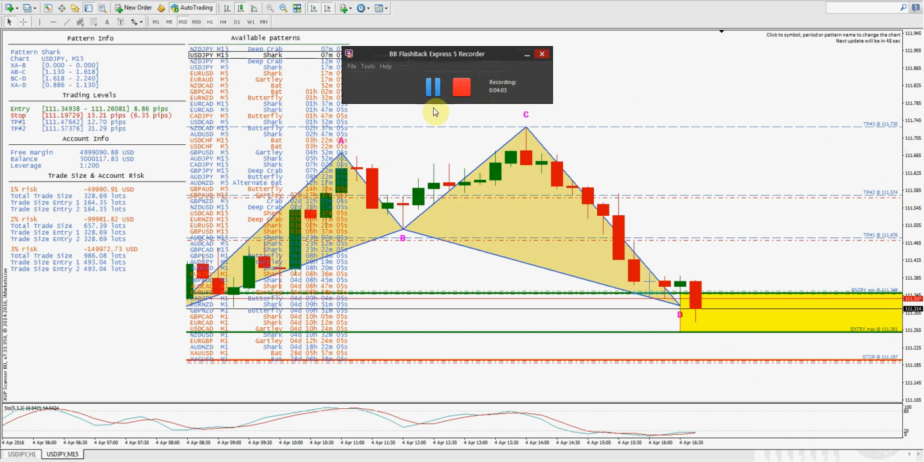Hey folks, just another quick update. We just had a pretty heavy push down into our buy zone here. Just watching to see if it's going to break this level or not. And if it does, hopefully I'll be able to catch that.